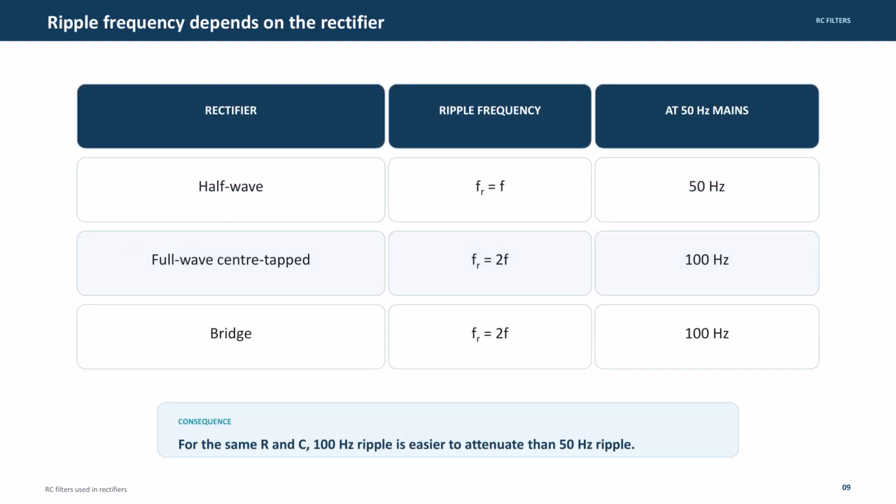The capacitor responds to the frequency at which rectified pulses repeat, not always to the mains frequency itself. A half-wave rectifier produces one output pulse per input cycle, so its ripple frequency equals the mains frequency. Full-wave center-tapped and bridge rectifiers produce 2 pulses per input cycle, so their ripple frequency is twice the mains frequency. On a 50 Hz supply, that means 50 Hz ripple for half-wave and 100 Hz ripple for full-wave circuits. The higher ripple frequency is easier to attenuate for the same resistor and capacitor.